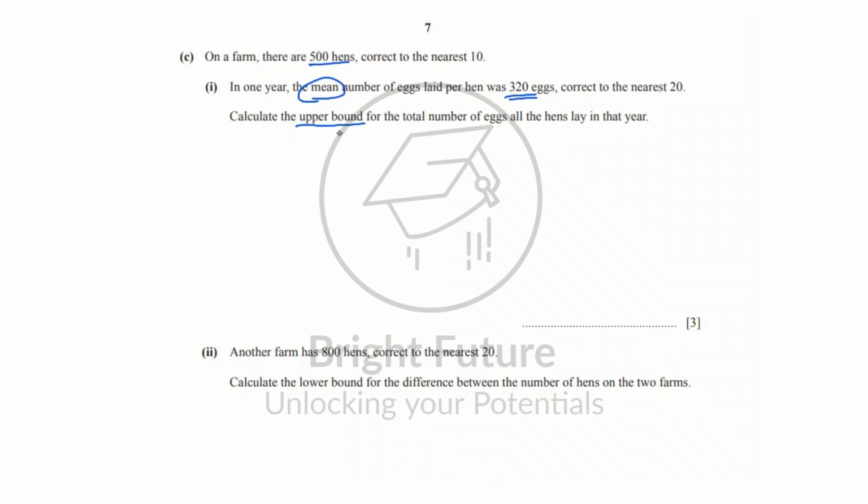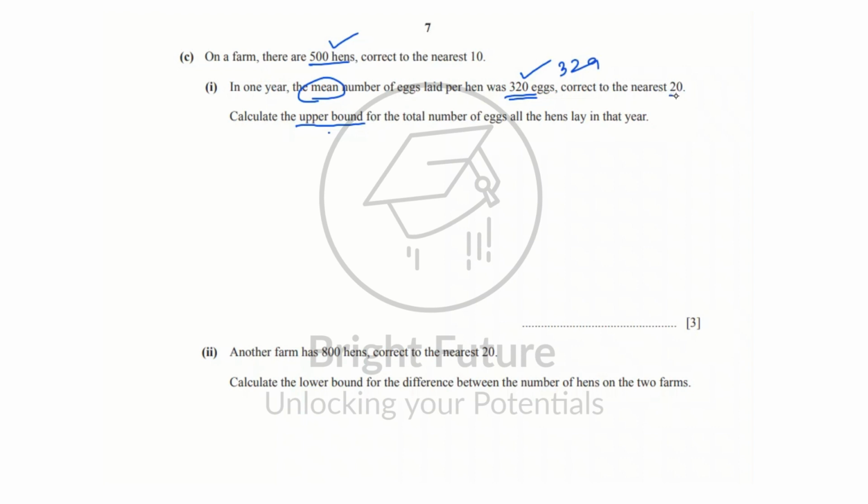But before finding that, what do they say? Your total number of eggs should be in the form of an upper bound. You have to calculate the upper bound for the total number of eggs. So firstly we have to find the upper bound of 500 and the upper bound of 320 eggs.